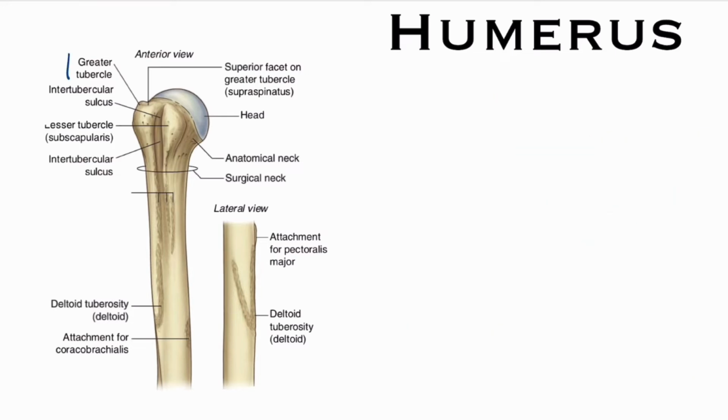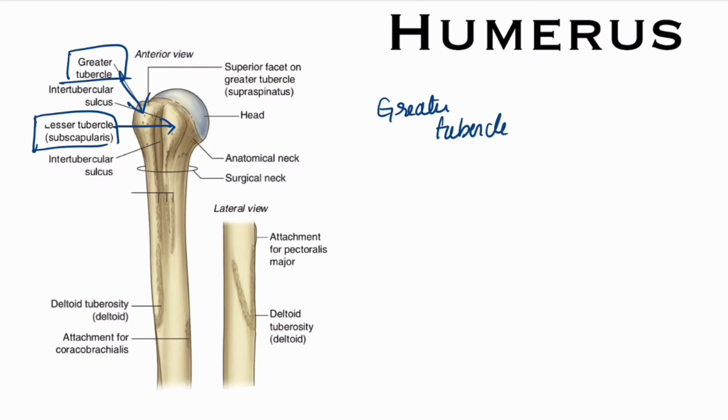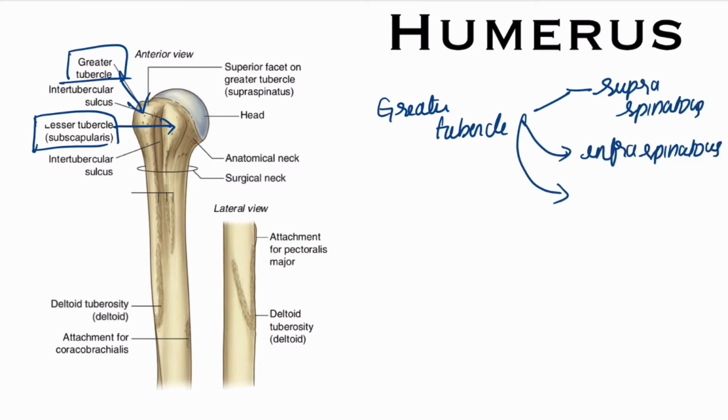This head has the greater tubercle. This is the greater tubercle here, and it also has the lesser tubercle. This is the lesser tubercle here. The greater tubercle serves as an attachment for a few muscles. They are supraspinatus, infraspinatus and teres minor. All these three muscles are rotator cuff muscles.